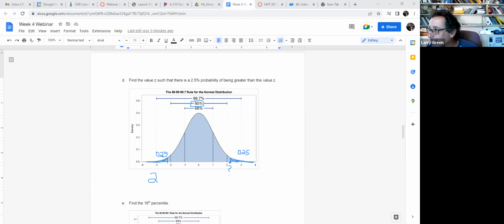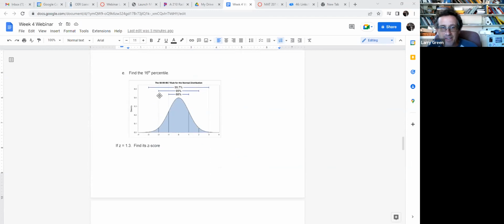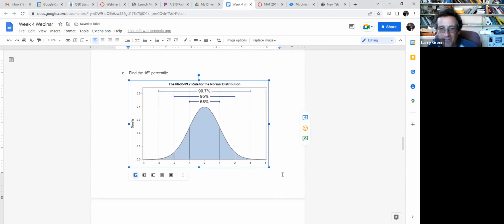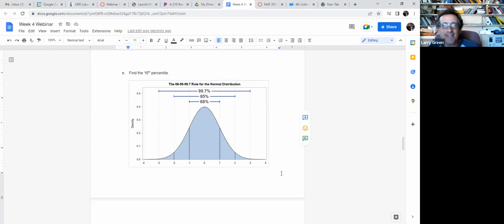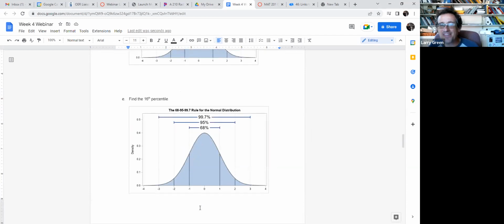All right, I'm going to clear it because as soon as I move it, it just messes things up. So I'm going to clear what I just drew. And I want to look at part E. So find the 16th percentile. Here's what I'm going to tell you: I want you to try it. And the hint is it's really similar to what I just did to find 0.25%. Find the 16th percentile.